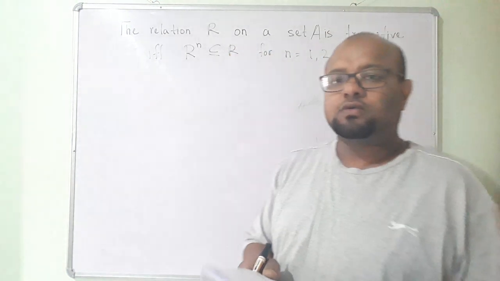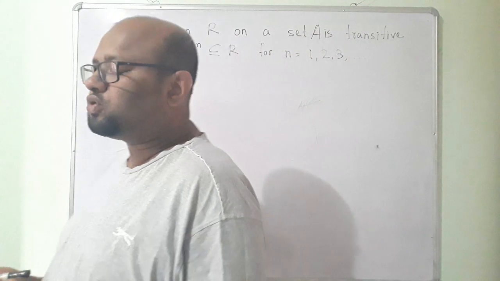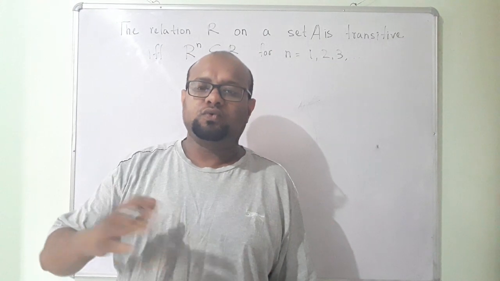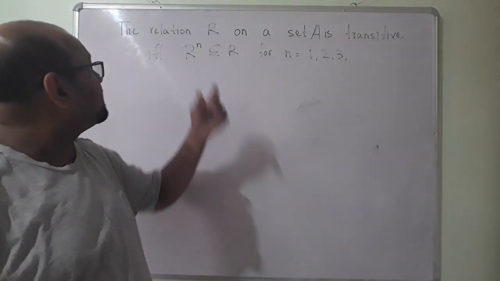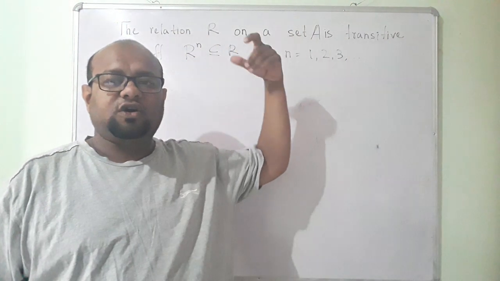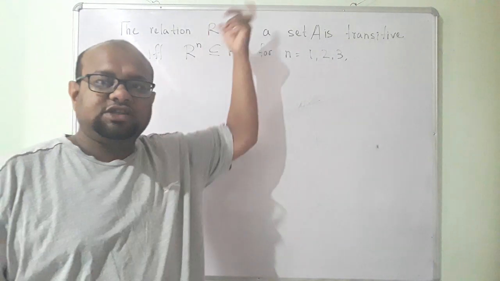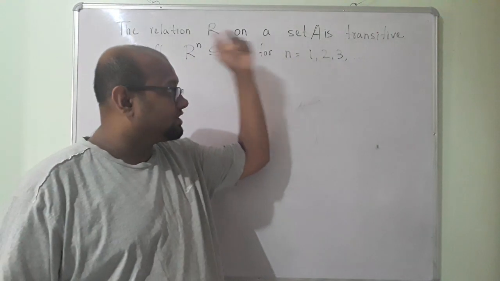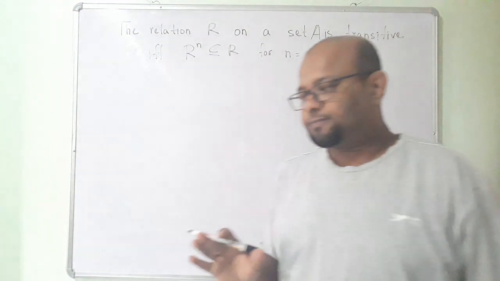Let us now go ahead and prove this theorem. This is an if and only if theorem, so it is a bidirectional, biconditional theorem. We have to prove both P implies Q and Q implies P. That is, if the relation R on set A is transitive, then this condition holds, and if this condition holds, then R is transitive. Let us prove the other way first. This is a very simple observation that we are going to make.